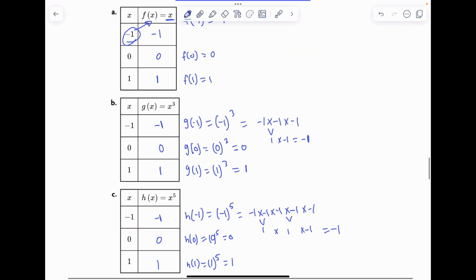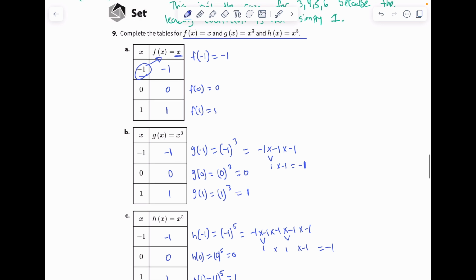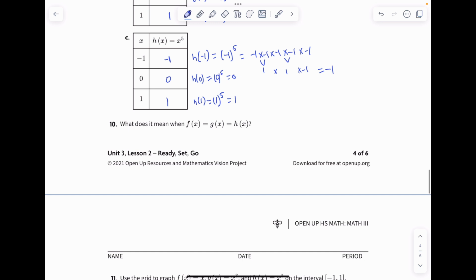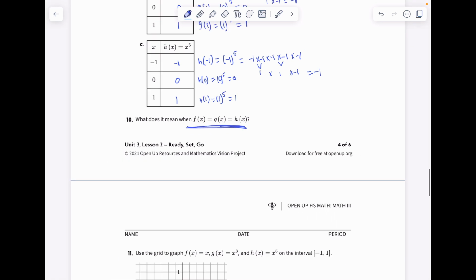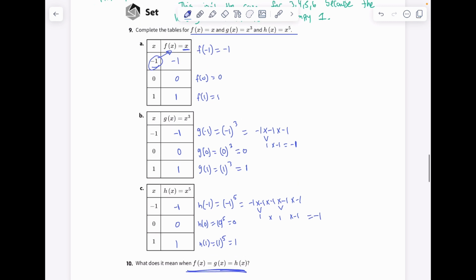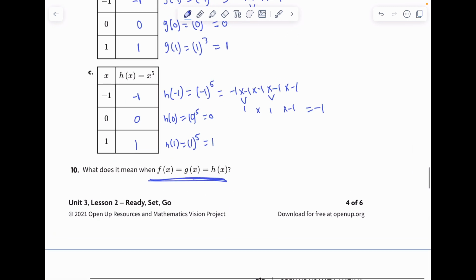Okay? So what did we notice just off the bat? They're all the exact same points, right? Which is really interesting. There are 3 different functions, but they have the same -1, 0, and 1. They have the same points. So what does it mean that they're all the exact same? Think about that. Well, it means that at those particular points, at -1, at 0, and at 1, the graph intersects. All 3 graphs, okay?